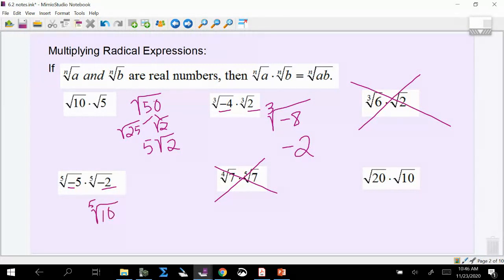So I get the fifth root of 10, and I'm not going to be able to do anything with that. We're going to talk about common fifth roots that you might see in a second, but 10 is definitely not one of them. And then the last one, the 20 and the 10 can be multiplied because they are both being square rooted, so we get 200.